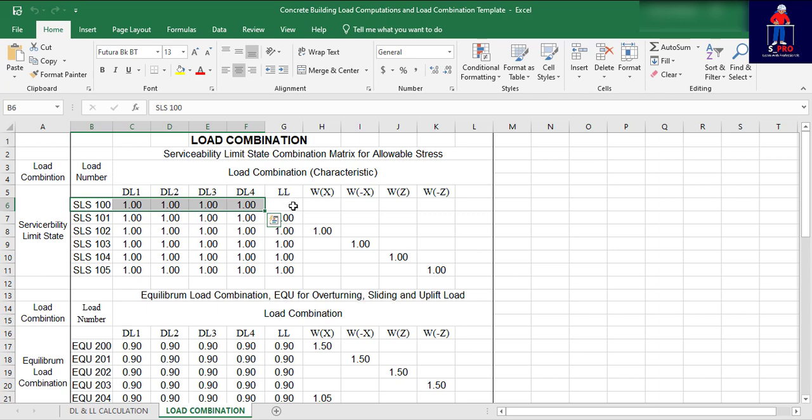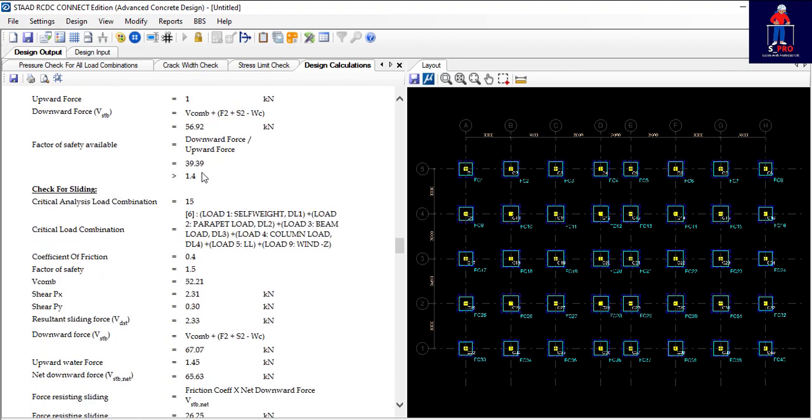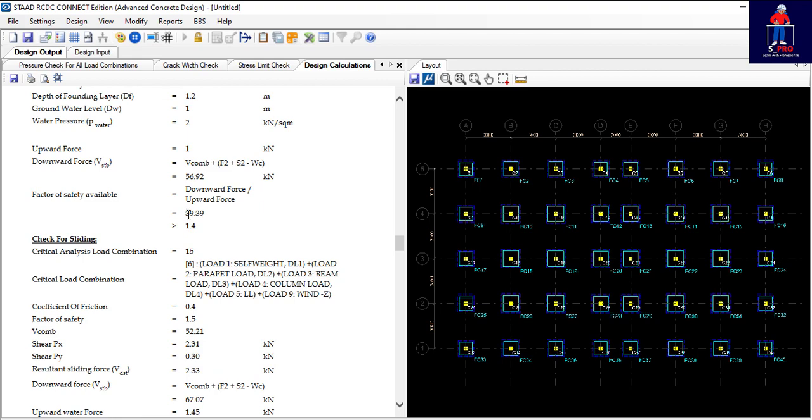See the importance of this load combination template. So I don't think I need to explain anything more for you to understand that that load combination template is very necessary for your use. So now this one is just the combination of all the dead load. And what we have is 39 points.